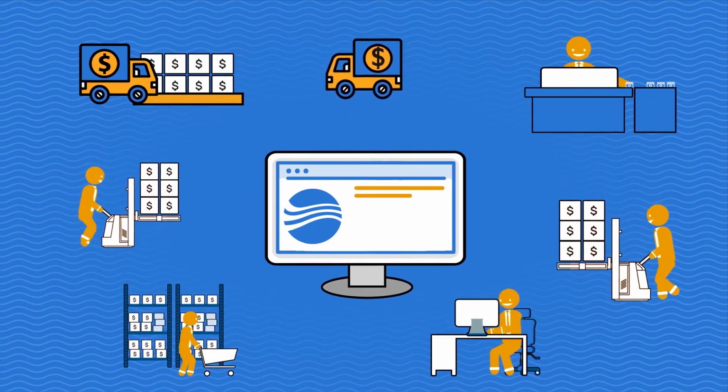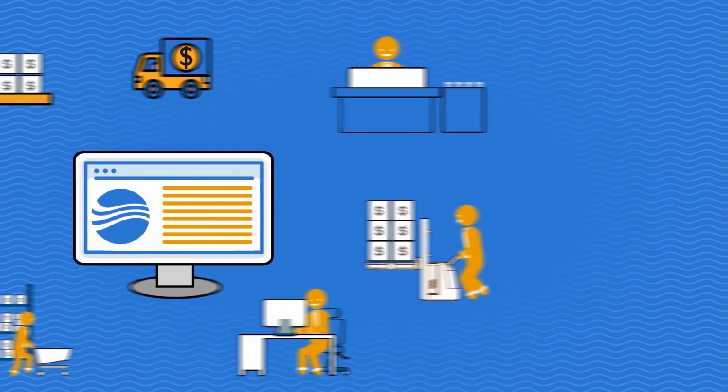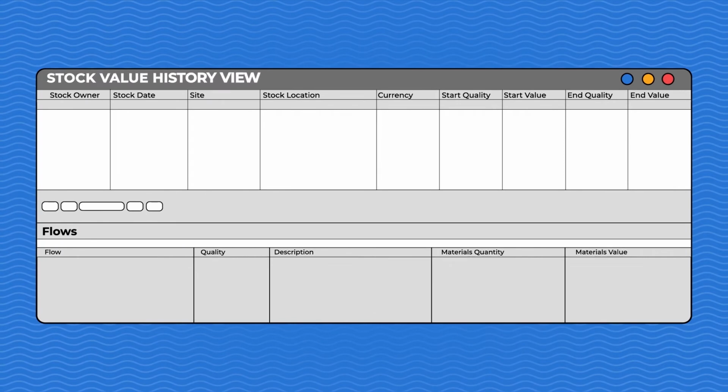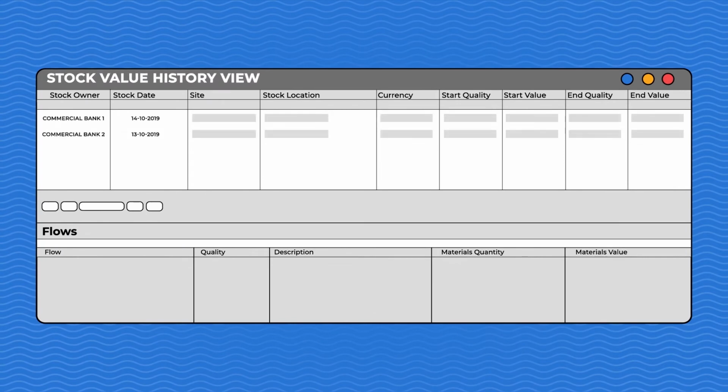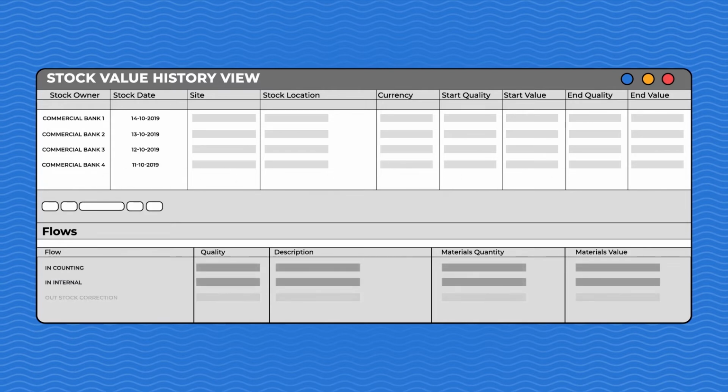All these movements and flows form transactional records that are recorded in CWC. The stock value history view presents this data in a detailed overview. Each line shows you the start and end balance of cash on hand per transaction date for each stock owner, for example, a bank. And when expanding a line, you find the types of in and outflows per denomination.